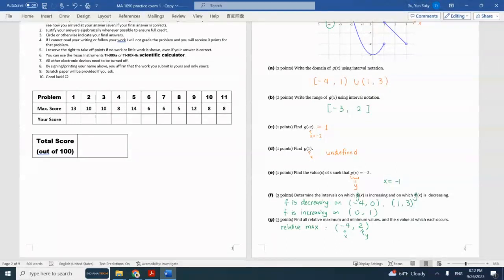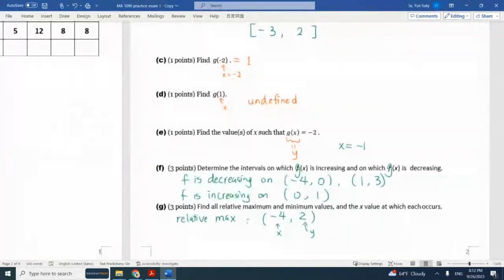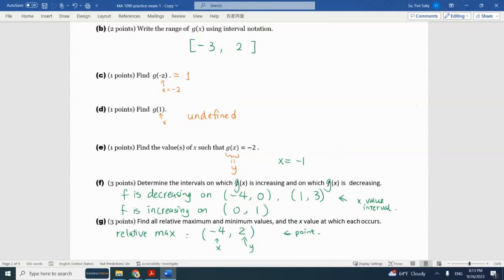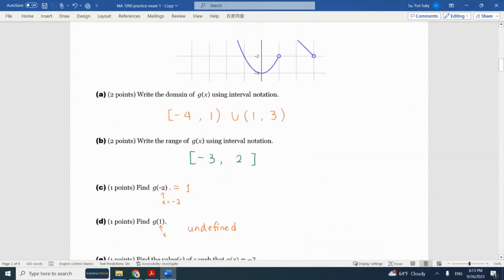So part F and part G, everybody see the difference? In part F, we were talking about the x values, so they are intervals. But in part G, we're talking about the points, so they are ordered pairs x and y, coordinates. So even though it's still parentheses with two numbers and a comma in between, they mean different things. Okay, so that's the relative maximum.